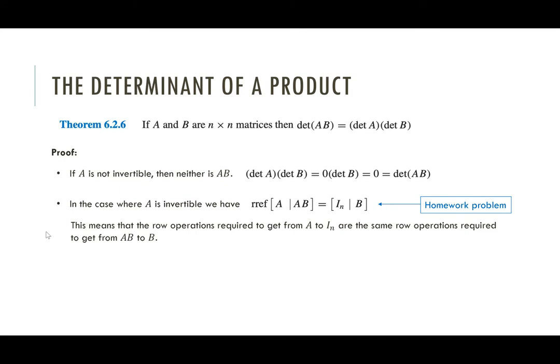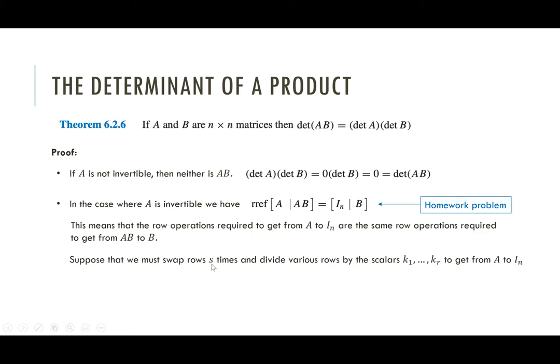But what does it mean? It means that the row operations required to get from A to the identity are the same row operations that are required to get from AB to B. So, all right, let's suppose that in order to get from A to the identity, we have to swap rows s times, we divide various rows by these scalars, and maybe we'll also add some multiples of rows to another, but as we've already seen, that doesn't affect the determinant, so we're going to ignore that.